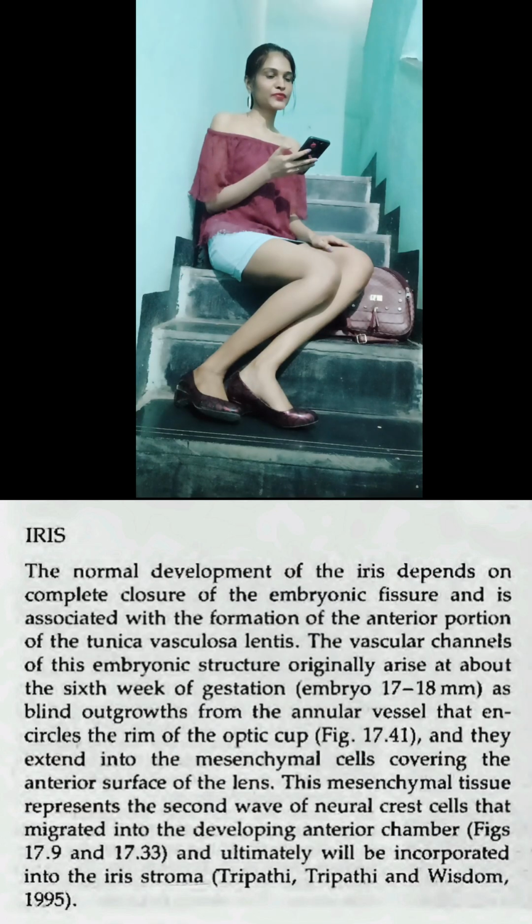Chapter 17 Development of the Human Eye. Page number 644.